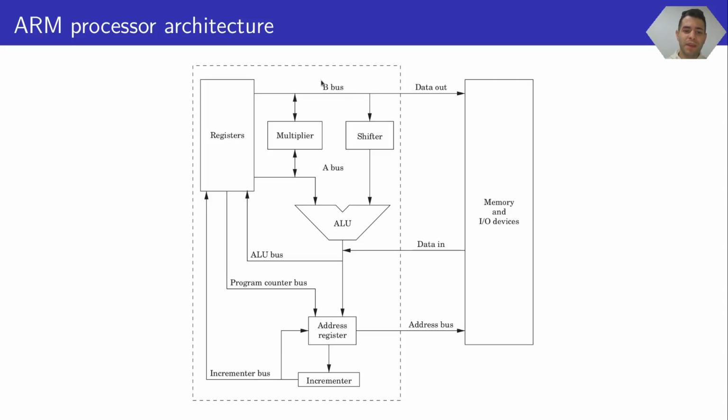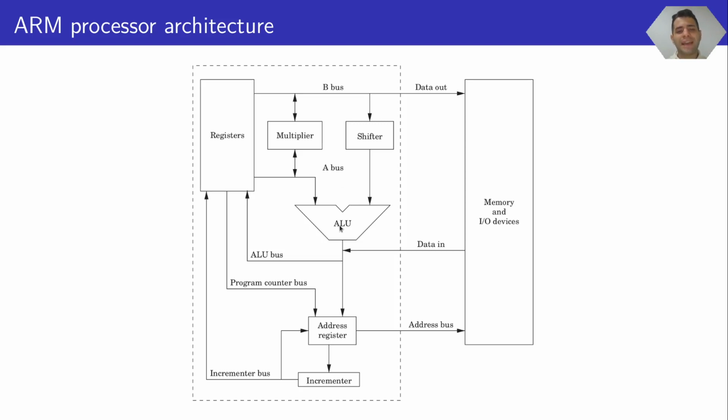Please note that on ARM, two source registers can be selected for an instruction using the A and B buses. Then the data on the B bus is routed through a shifter and then to the ALU. This allows the second operand of most instructions to be shifted by an arbitrary amount before it reaches the ALU, while the data on the A bus goes directly into the ALU.